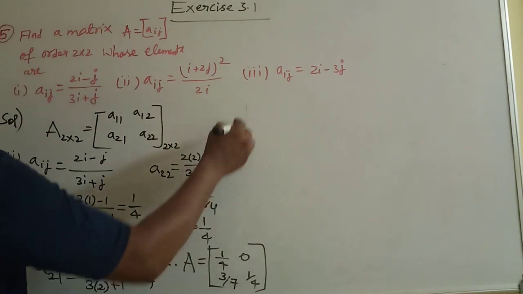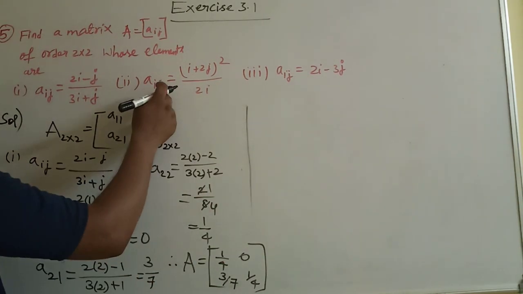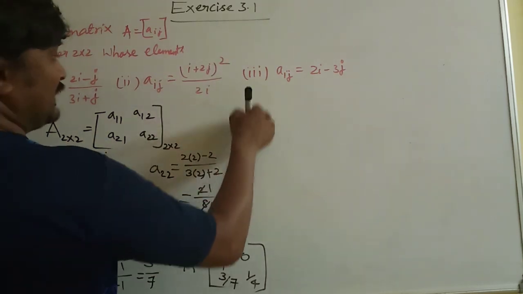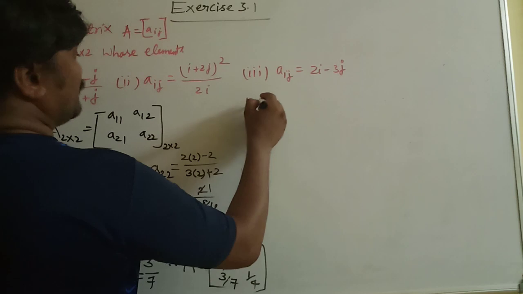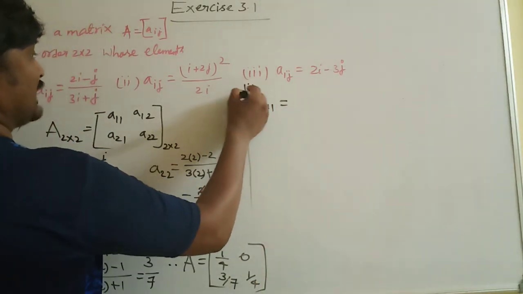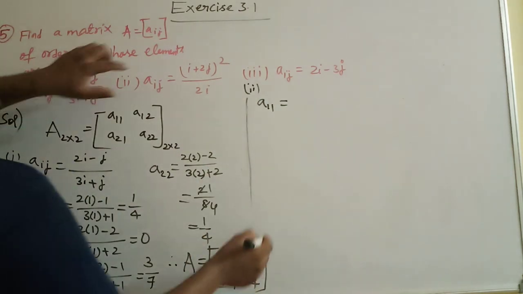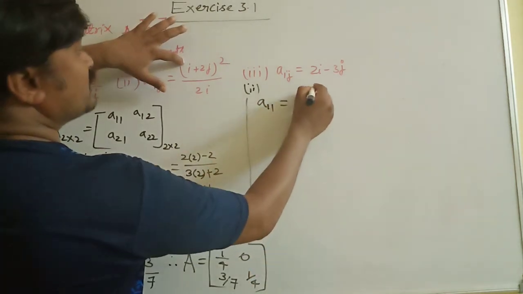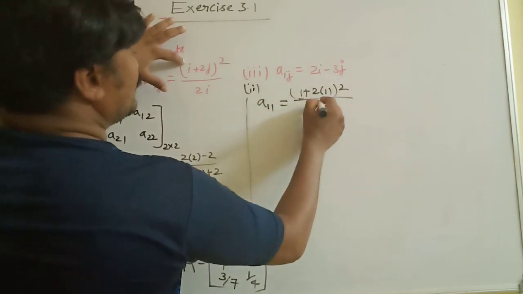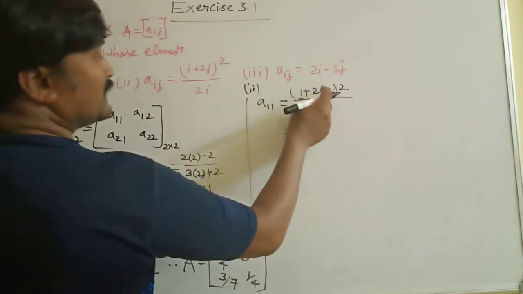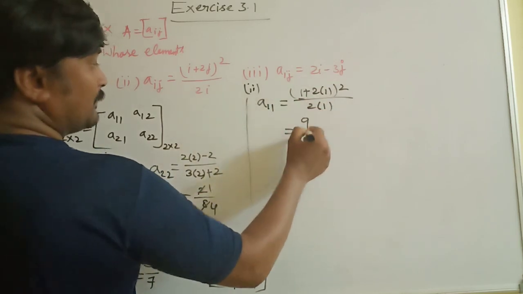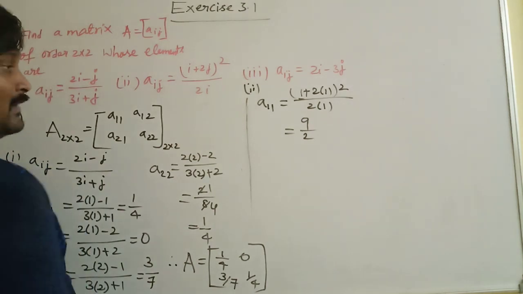For the second one, aij = (i + 2j)^2 upon 2i. I am substituting directly. First a11: (1 plus 2 into 1) whole square upon 2 into 1. 2 1s are 2, 2 plus 1 is 3, 3 square is 9, upon 2. So the first one is 9 upon 2.